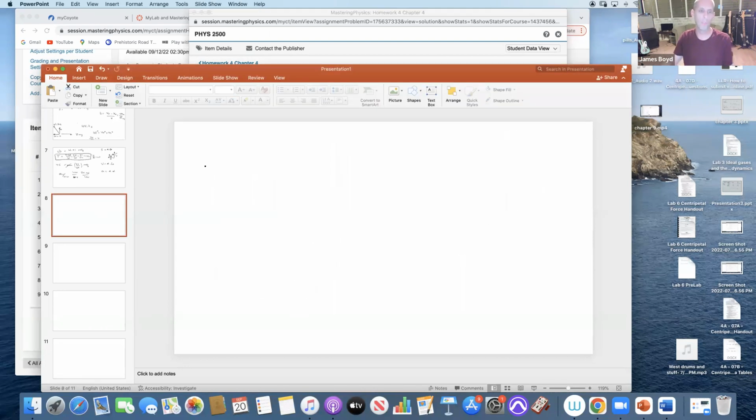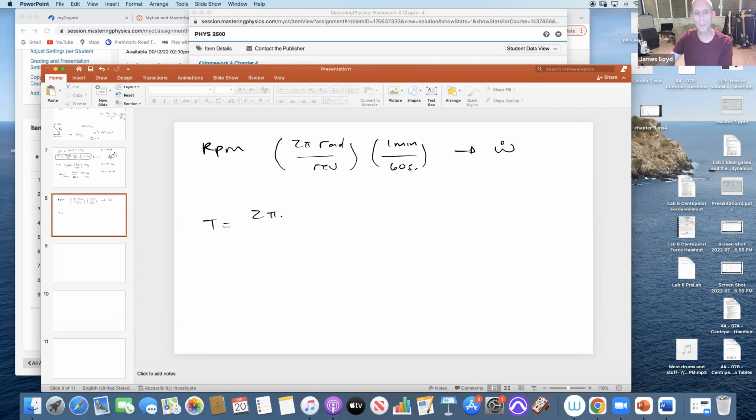So what to remember from here? RPM is converted by 2 pi rad per revolution and 1 minute over 60 seconds. That converts RPM to omega. And then T, which is 2 pi R over V, is also 2 pi over omega, since omega is V over R.